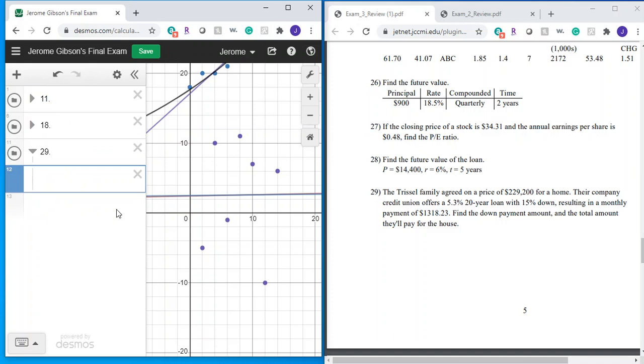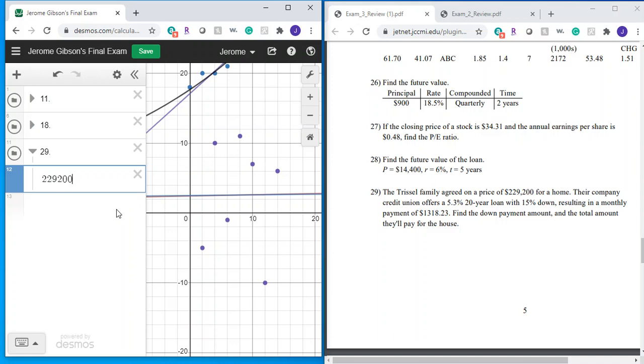And we'll press enter. Now it says the Trissel family agreed on a price of $229,200 for a home. Their company credit union offers a 5.3% 20-year loan with 15% down, resulting in a monthly payment of $1318.23. Find the down payment amount and the total amount they'll pay for the house. Now this turns out to be very good because they want us to find out how much is the down payment.